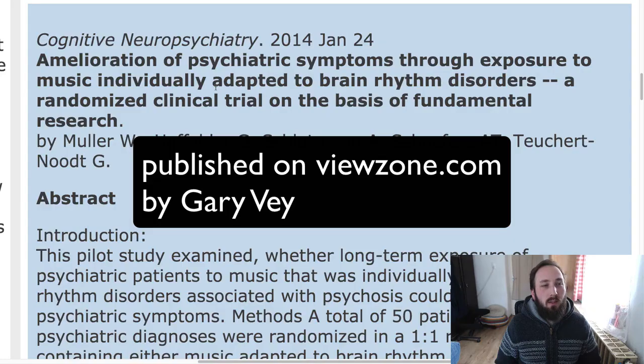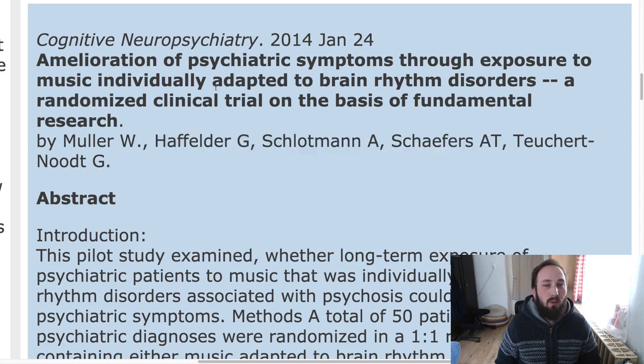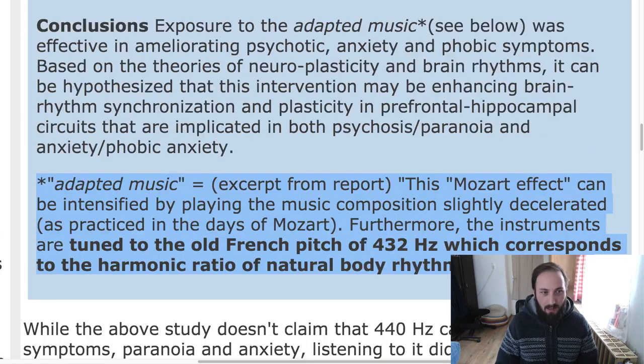The following passages are from the Cognitive Neuropsychiatry 2014 January 24 issue. Amelioration of psychiatric symptoms through exposure to music individually adapted to brain rhythm disorders. A randomized clinical trial on the basis of fundamental research. And let's start with defining what is adapted music by this article.